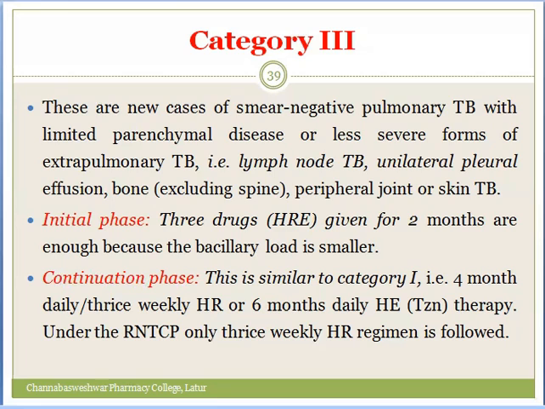In the continuation phase, it is similar to category 1: for the next 4 months we treat with isoniazid and rifampicin daily or thrice weekly, or isoniazid and ethambutol daily or thrice weekly for 6 months. In place of ethambutol, we can use thiacetazone. Under RNTCP, only the thrice weekly isoniazid rifampicin regimen is followed.